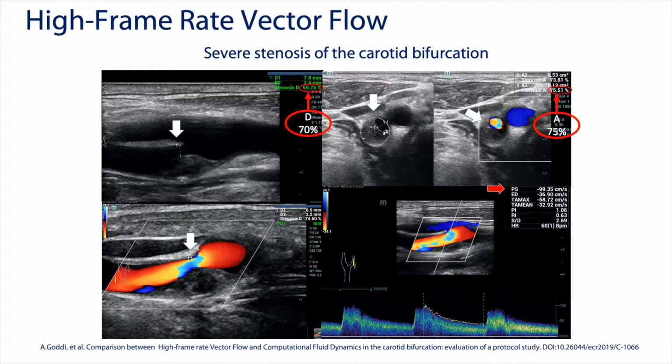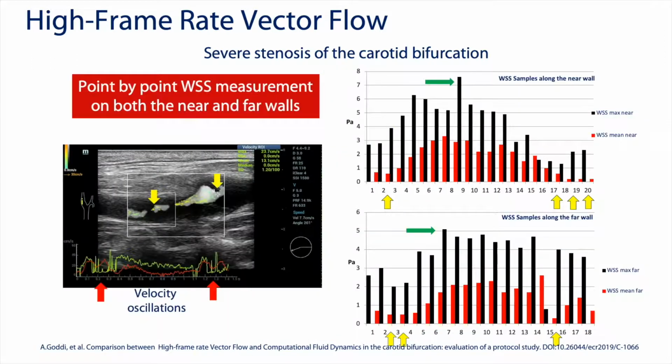Before concluding, I would like to show a clinical case of severe stenosis of the carotid bifurcation, well defined at B mode and Doppler ultrasound. In this clinical case, the maximum wall shear stress values at the level of the stenosis are inside the range of variability, around 5-7 Pascal, as highlighted by the green arrows.